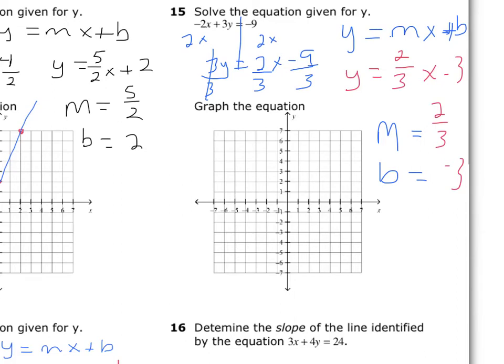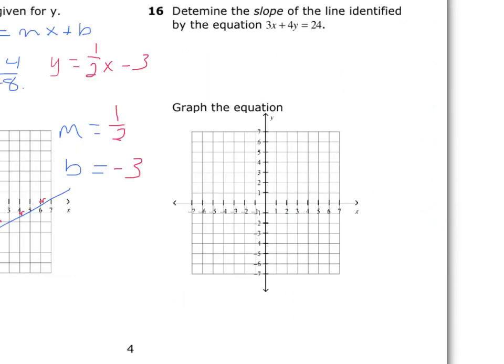So we're going to start at -3. And then from there, we're going to go up 2 and over 3. That's what the slope tells me. Up 2 more, over 3. And then we would go down 2, backwards 3. Connect the dots. And done.